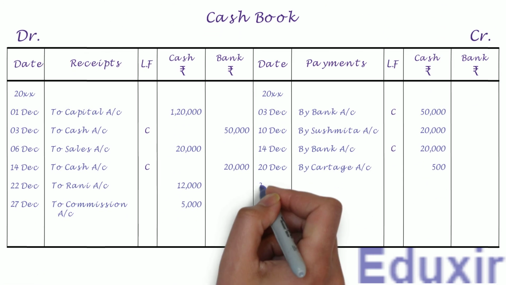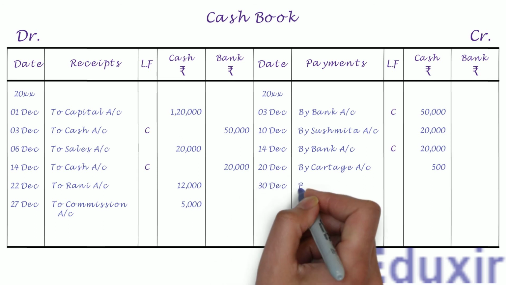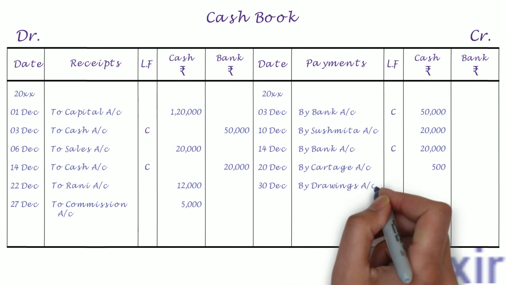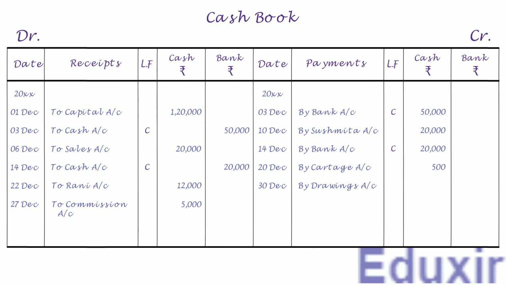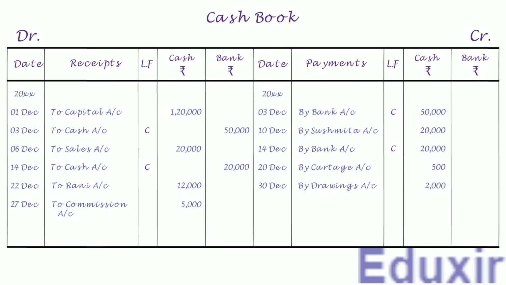Let us first record the date. Let us then record drawings account in the payments column. Let us then record the credit amount of 2,000 rupees in the cash column. With that, we have completed the posting of this transaction into the cash book. In fact, we have completed the posting of all the transactions into the cash book. Let us first total the receipts and payments to find the balance.